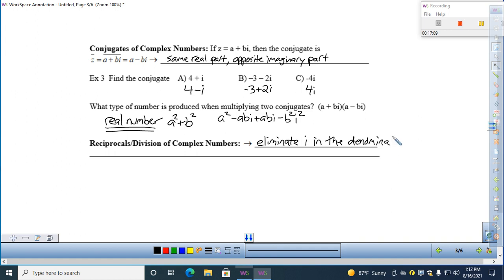The denominator of a fraction is considered the divisor in the division operation. By eliminating i in the denominator, we then immediately get it in the form we want, a plus bi. So your rule of thumb: you're going to use i for a pure imaginary number.